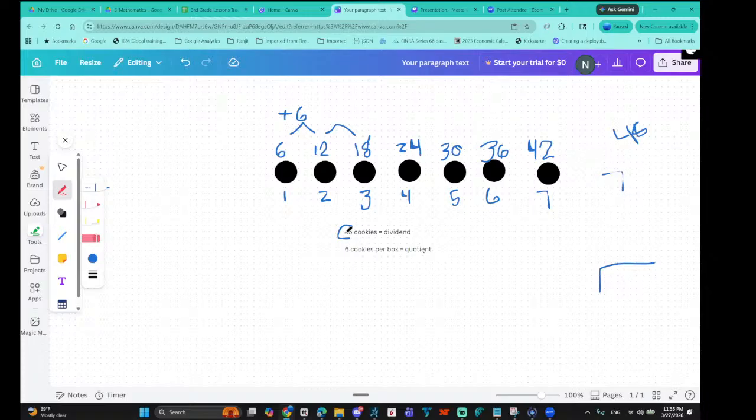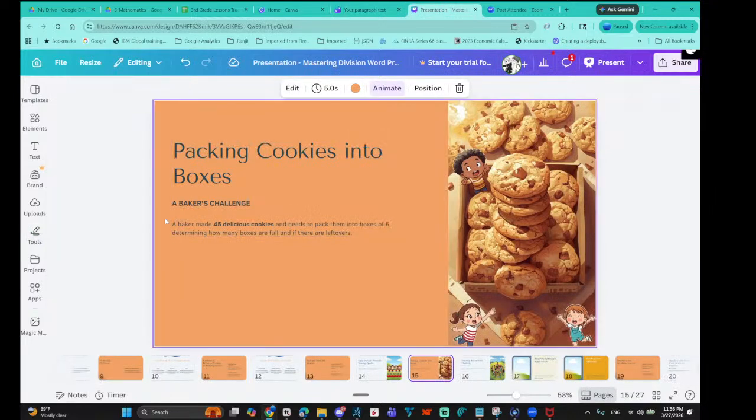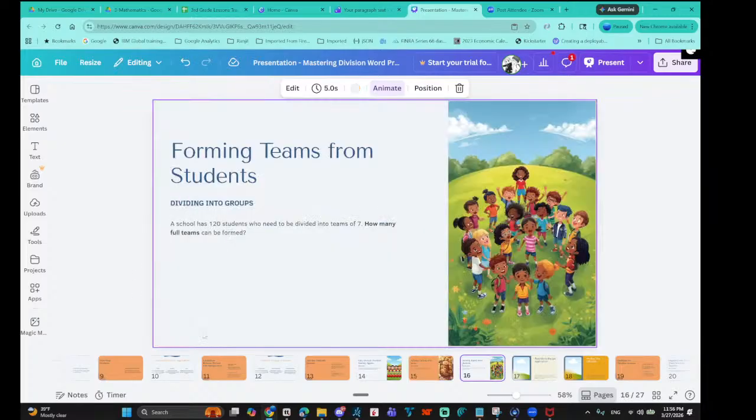And then we have 45, right? So we'll count how many cookies it is from 42 to 45, and that is basically just 3 cookies. So we'll have 3 cookies as the remainder. So we'll write the R here as the remainder, and then we'll write 3. So we'll have 7 equal groups with a remainder of 3 cookies. So that is the answer to this word problem.